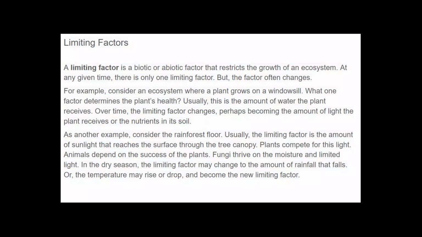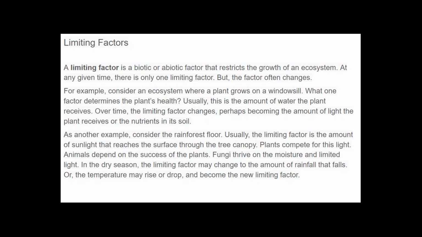After that, we have limiting factors. What is the limiting factor? It is a biotic or abiotic factor that restricts growth of an ecosystem. And the next thing is important. At any given time, there is only one limiting factor. So there might be a few in short supply, but only one of them is going to be limiting. So the next point is also important. The limiting factor often changes.